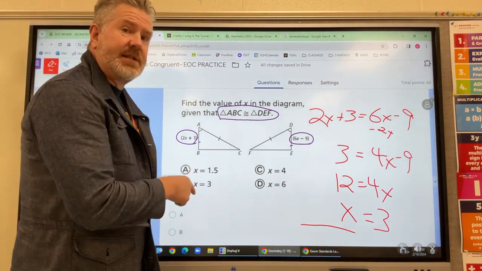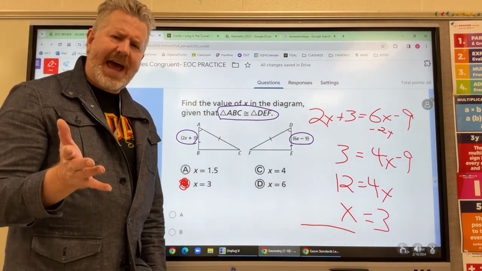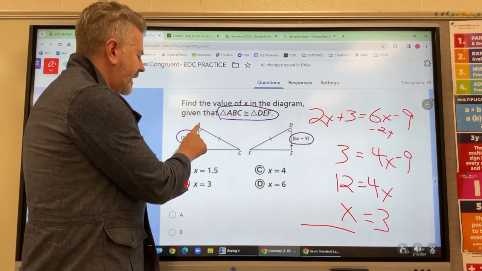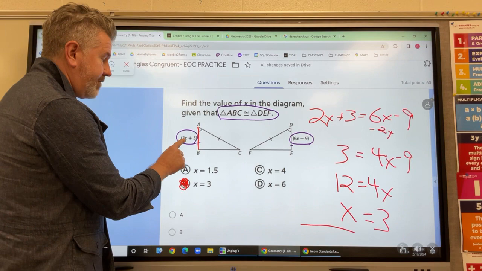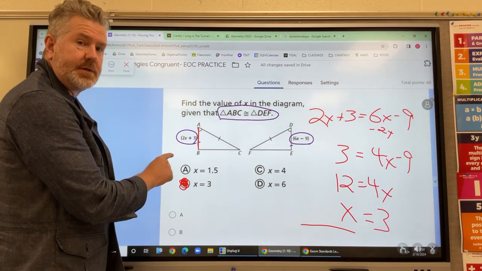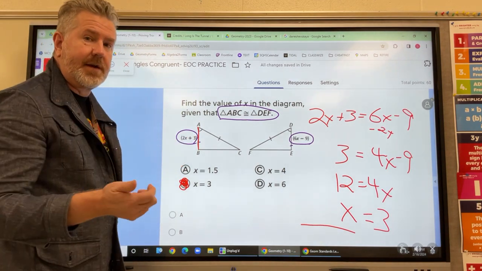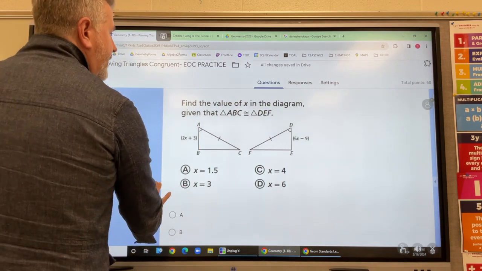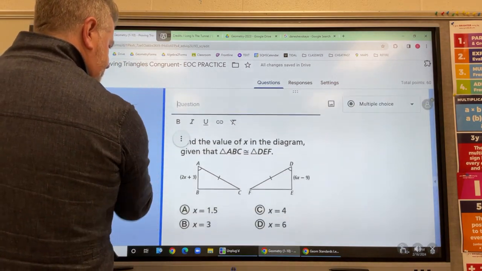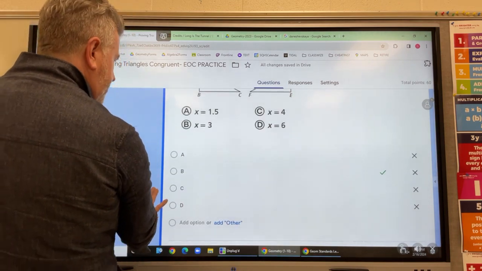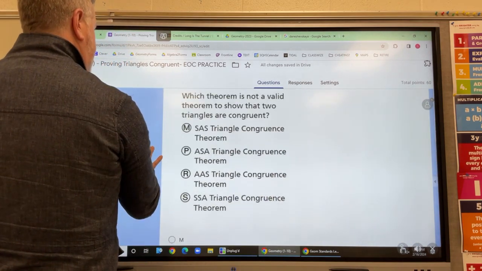Remember, x equals 3, but if they were to ask us for the length of side AB, x is not that length. To get that, we would have to plug the 3 in right here. 3 times 2 is 6. 6 plus 3 is 9. All right, so that should be B. I hope it is. Let me make sure that I marked the right answer when I created this. Yes, sure did.